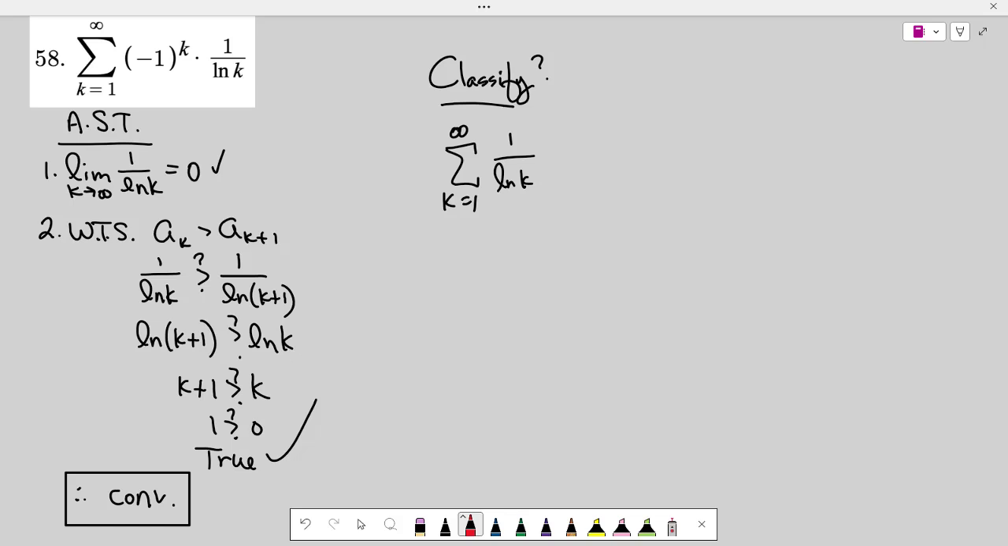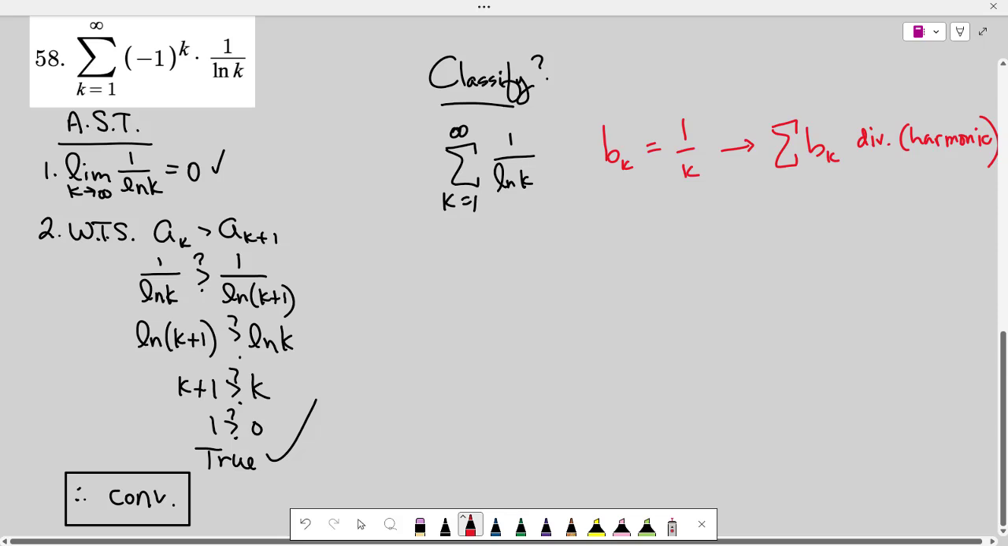This denominator goes to infinity, but it goes to infinity even slower than k goes to infinity. So if we compare this to the harmonic, our b sub k series is going to diverge because it's the harmonic. So we've got this diverging harmonic. What would the direction of the inequality be? We want to say, okay, the series we're analyzing is a sub k. We would want to show that it's bigger or smaller than b sub k if b sub k is a divergent series. Bigger than diverging diverges.